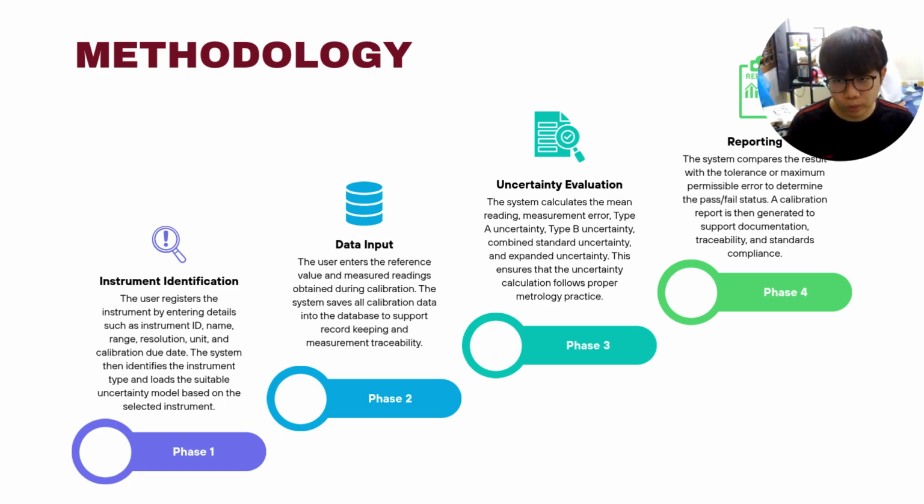Phase 1 is instrument identification, where the user registers the instrument with details like its ID, range, resolution, and due date. Phase 2 is data input, where reference values and measured readings are entered and saved into the database. Phase 3 handles uncertainty evaluation. The system calculates the mean reading, error, and all standard and expanded uncertainties to ensure proper metrology practice. Phase 4 is reporting. The system compares the result with the maximum permissible error to determine a pass or fail status and generates the final calibration report.